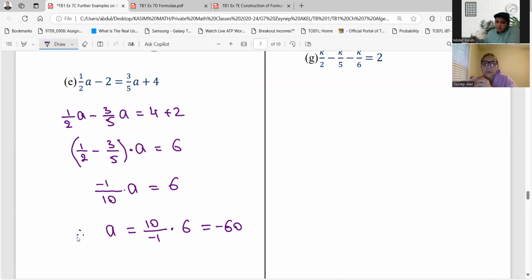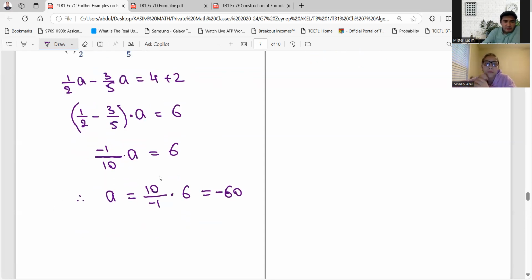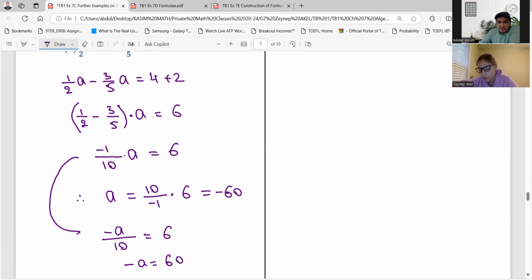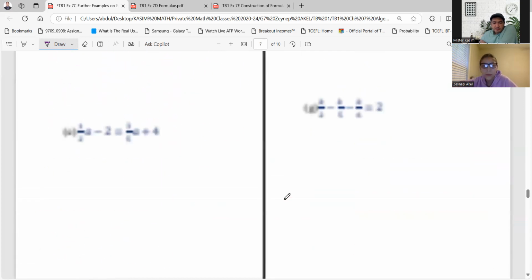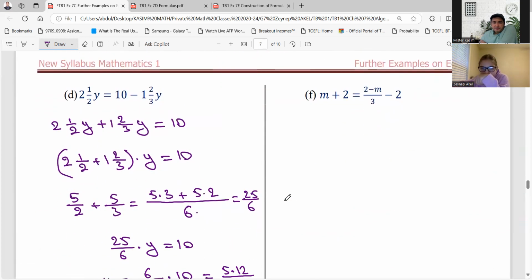And you can also write it like this. This -1 over a means -a divided by 10 is equal to 6. And now move 10 to the right-hand side: minus a is equal to 60. Then a is equal to minus 60. All right, next. Very good. F.